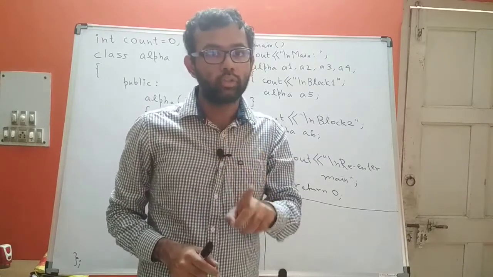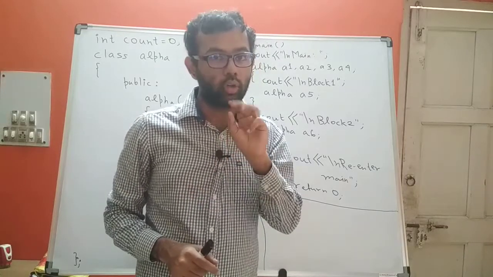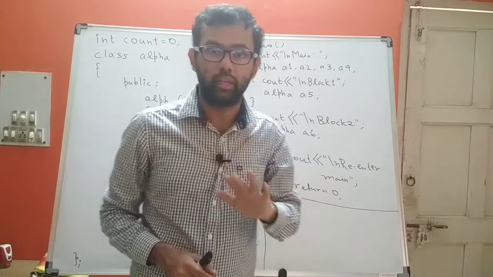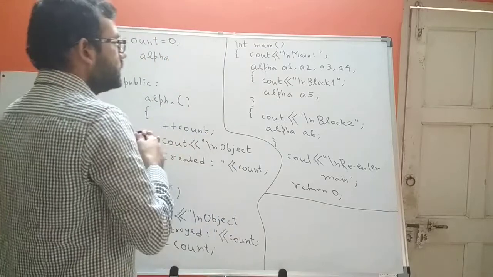The destructor is also invoked when the control leaves the function. And the destructor is also invoked when the control leaves the program. That means your program comes to an end. So these are the 3 scenarios when the destructor is invoked. Now let's see how this program will run.